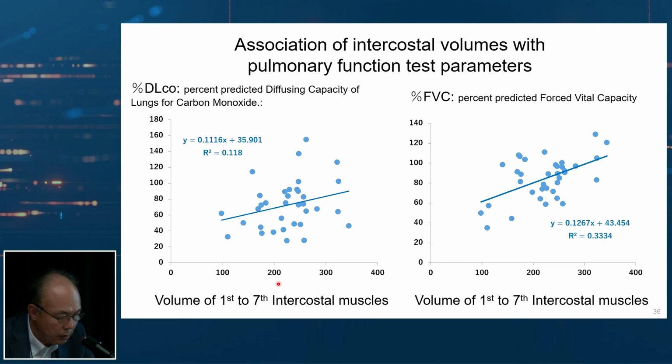Yes, this is an association of intercostal volume with pulmonary function test parameters in IPF, chronic interstitial pneumonia patients. And this is percent DLCO and percent FVC. They also correlate to the muscular volume.